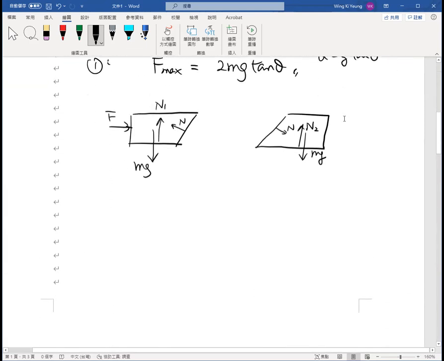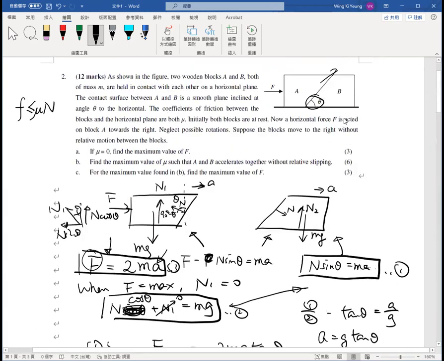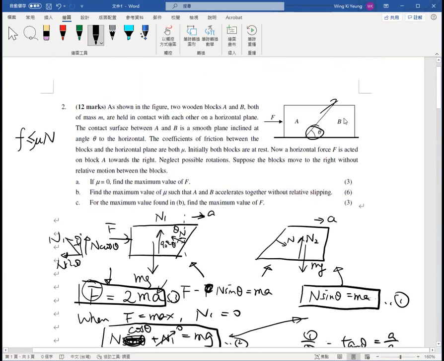Right. So let me draw a three-bar diagram. Now B has a friction with the ground, so let me label it as F2. It's to the left, because B is moving to the right. Now, in this case, you know what is meant by maximum value of F. It's quite similar to part A. So when F is maximum, A will lose contact with the ground.